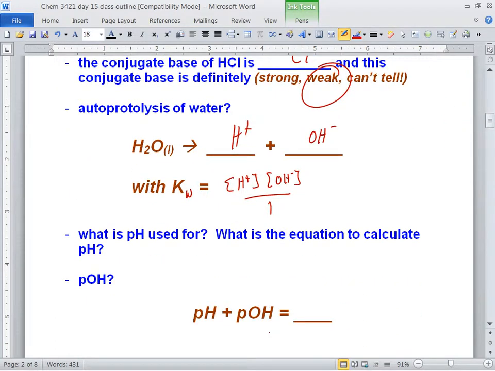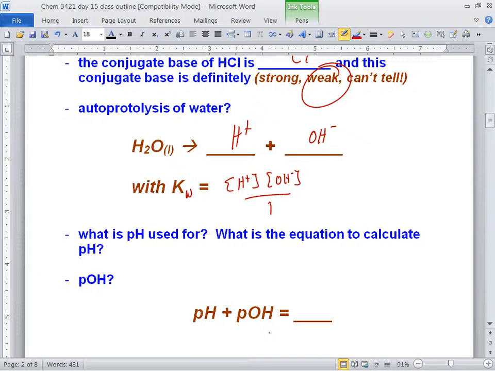What is pH used for? I don't know. What would you say pH is used for? To measure the acidity. Yeah. How acidic is it? I think that's good. What is the equation to calculate pH?